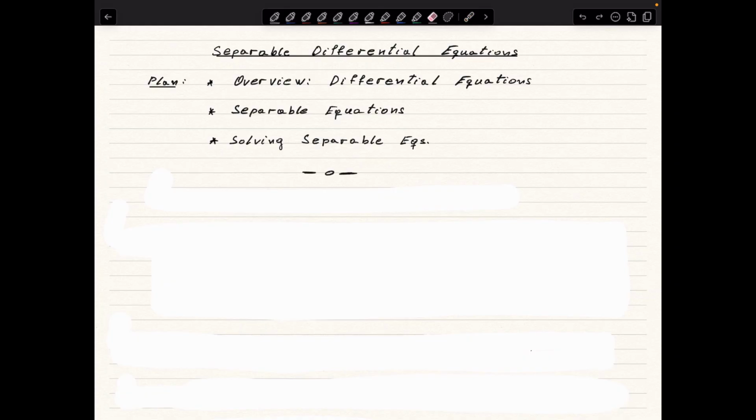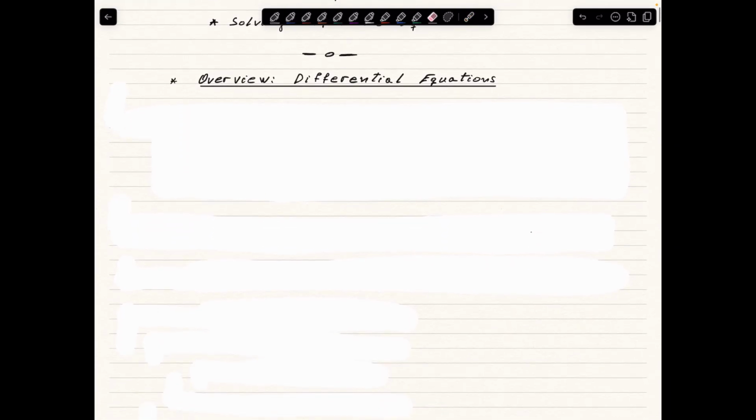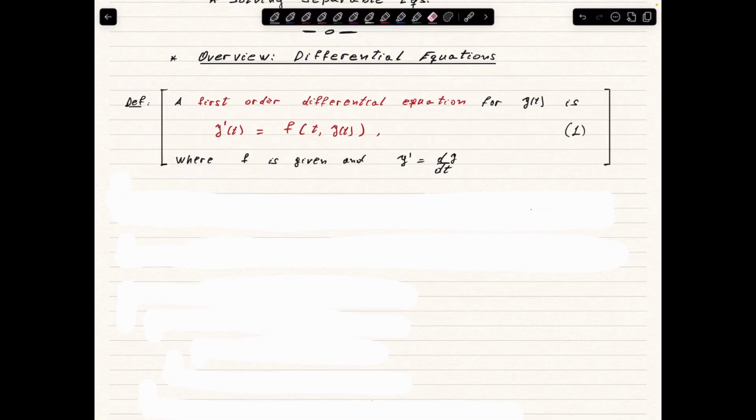Let's start with a brief overview of differential equations. So what is a differential equation? Well, a first order differential equation for a function y of t is an equation of this form, where we have y prime. By the prime we mean the derivative of y with respect to the variable t. We are going to call the variable t, most of the time, time. So this is the derivative of the function y with respect to time, equal to some other function f that contains the variable t and the function y of t.